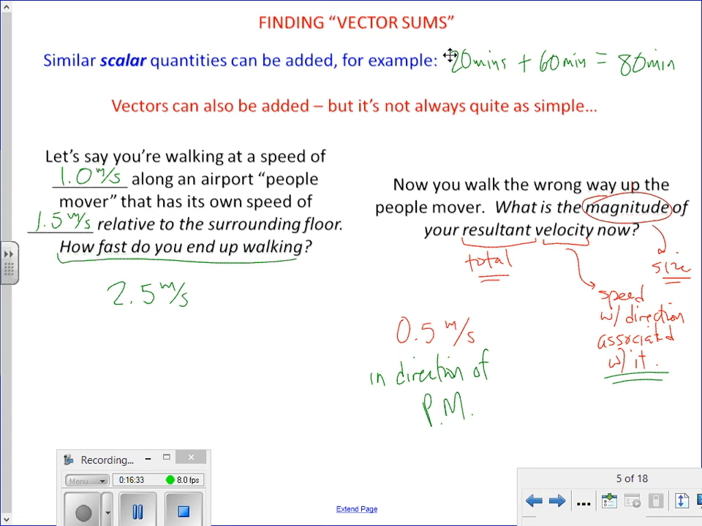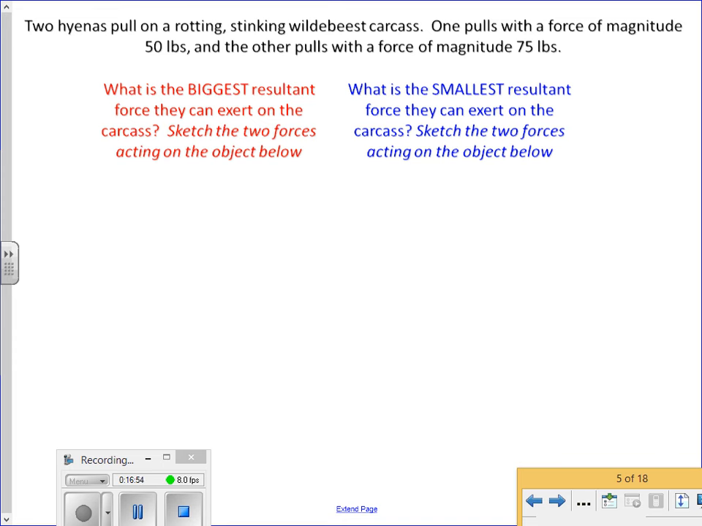Right, so in one case, notice we added the magnitudes of the velocities. Here, we ended up subtracting one velocity from another, or subtracting the magnitudes, I should say. All right, so how do you know whether to add or subtract? Well, we'll show you one more example.